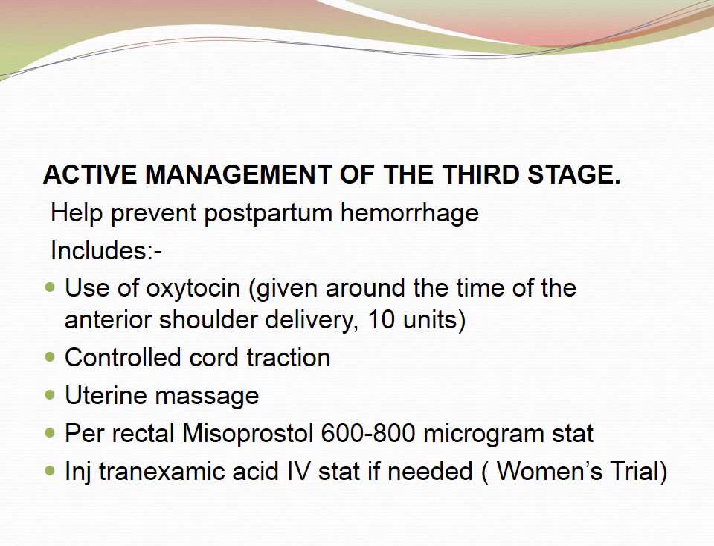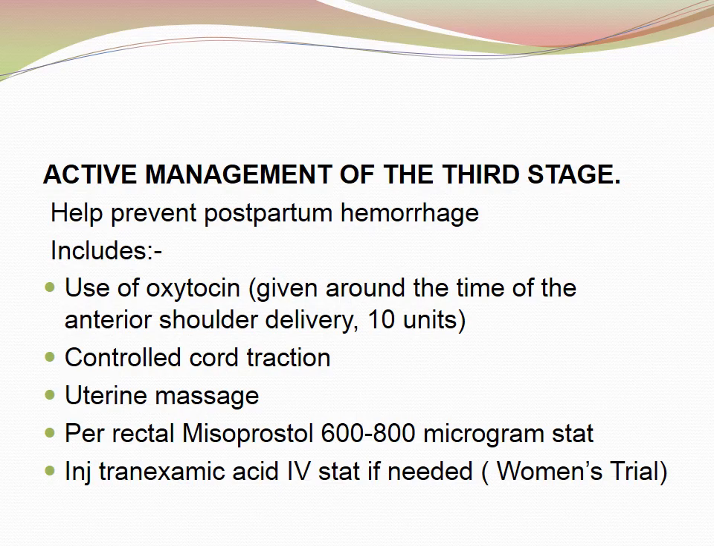Active management of the third stage of labor is very important to prevent postpartum hemorrhage, and this includes the use of oxytocin. Oxytocin, usually 10 units, is given IV around the time of the delivery of the anterior shoulder. Controlled cord traction, uterine massage. Per rectal misoprostol 600 to 800 micrograms stat after the delivery of the placenta to prevent postpartum hemorrhage.